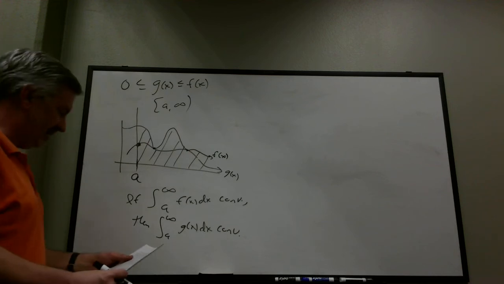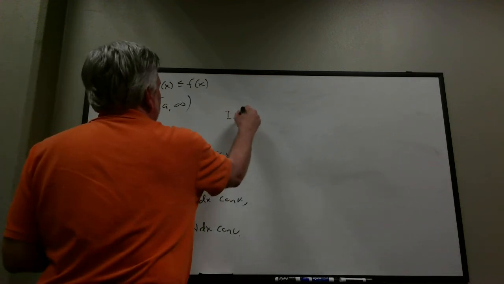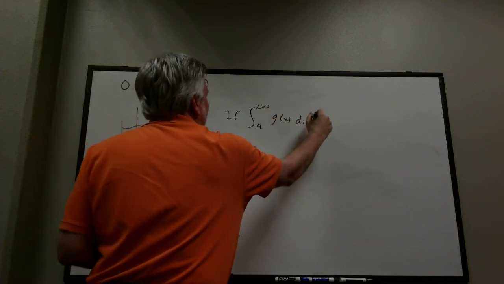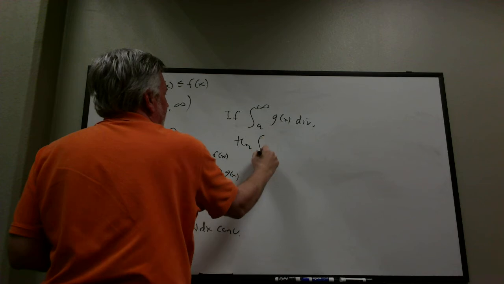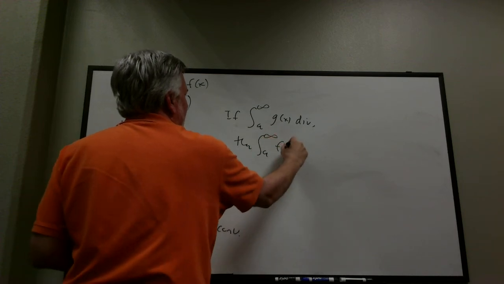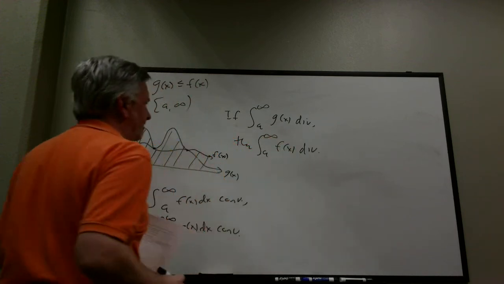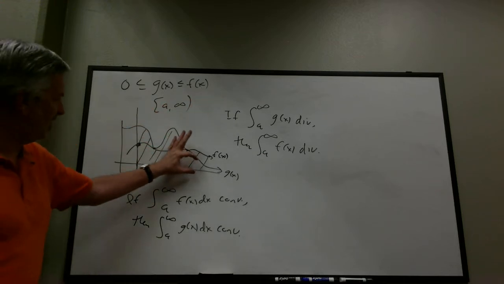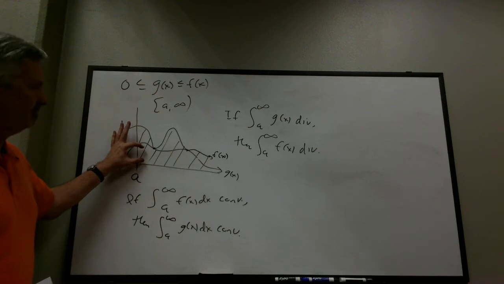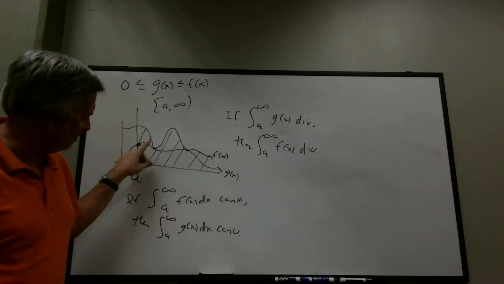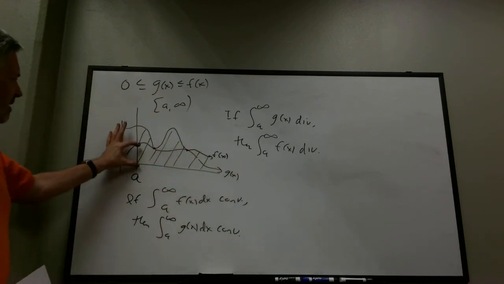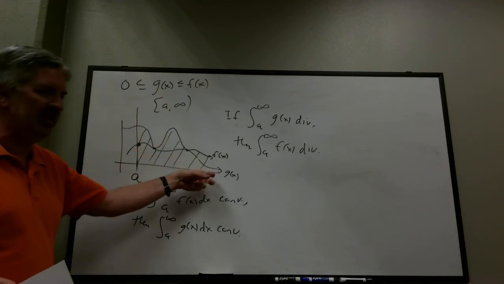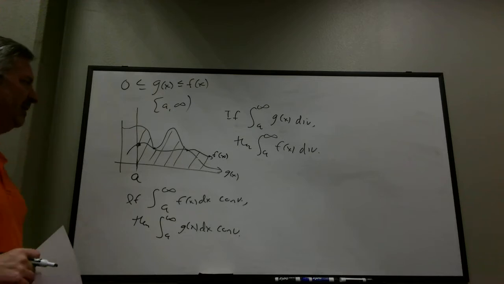Now, likewise, what if the integral from a to infinity of g of x diverges? Then it says the integral from a to infinity of f diverges. So suppose the integral from a to infinity of g diverges. So think of this area as infinite. Okay, it's getting closer and closer, but it's infinite. Well, the area under f is going to be bigger than the area of g. So if the area under g is infinite, so will the area of f. It'll be infinite as well.